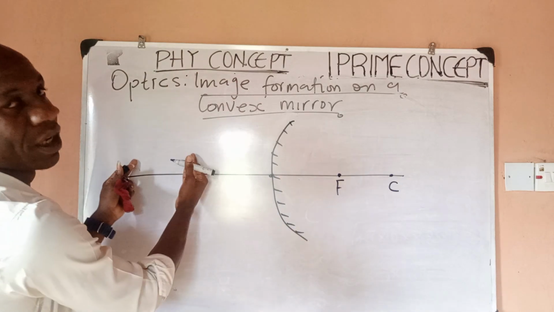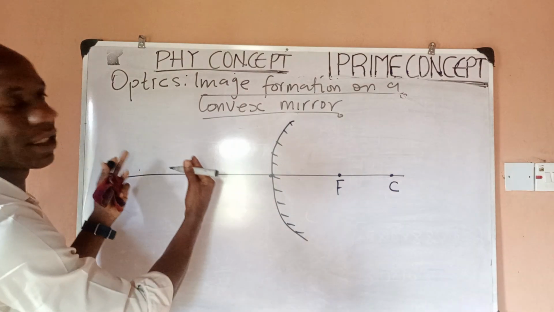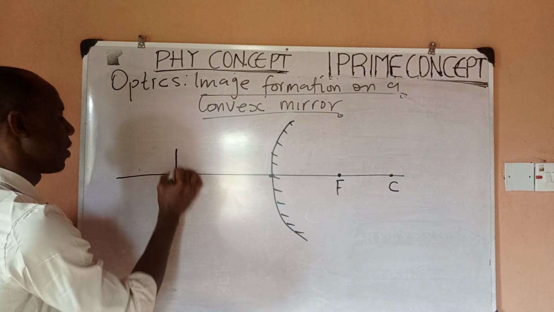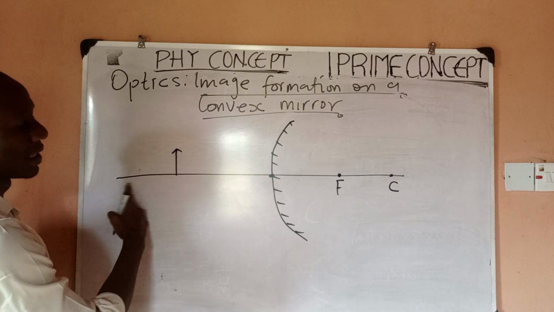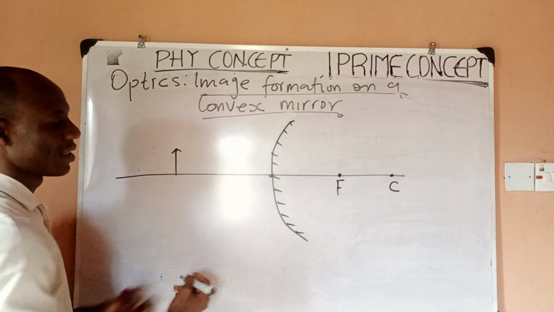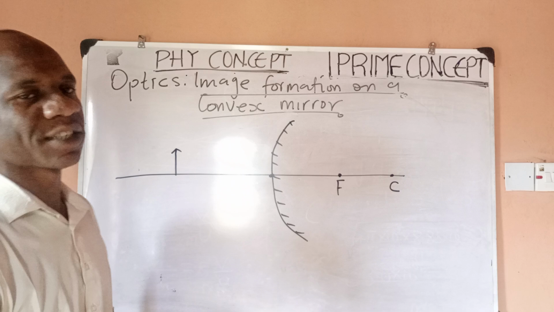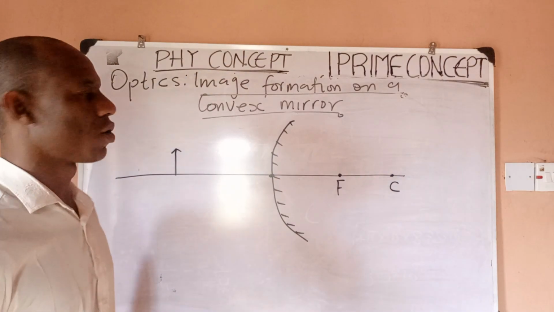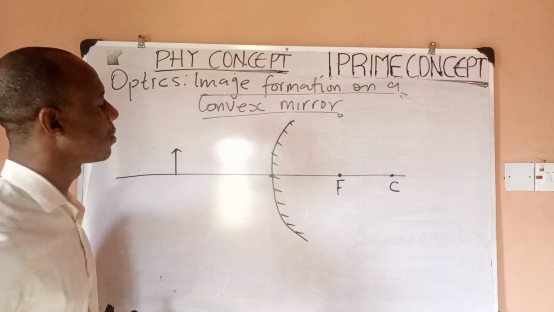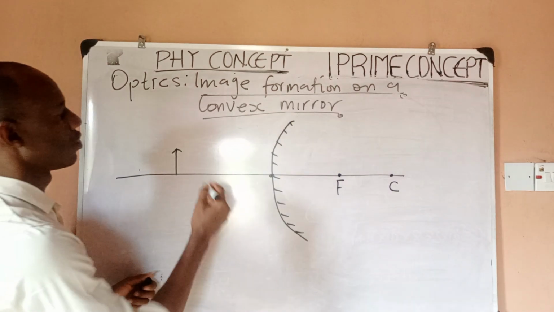So this is where we place objects because this is our reflecting surface. So I would have, consider my object here. You can see there's no specific label here. So it means your object can be anywhere around here. And that is what makes our convex mirror give us only one condition, irrespective of where our object is. Now let's do this using the rules we've known.